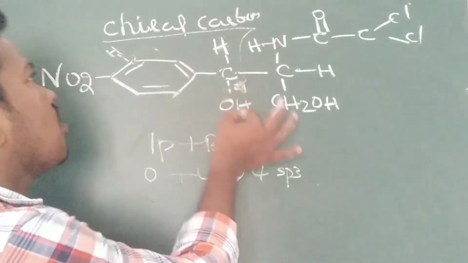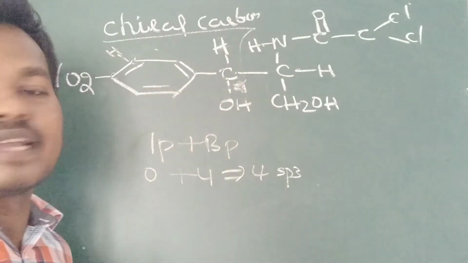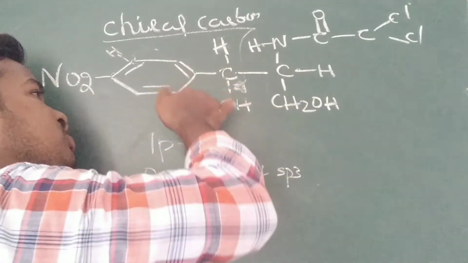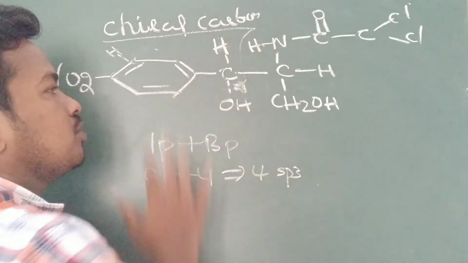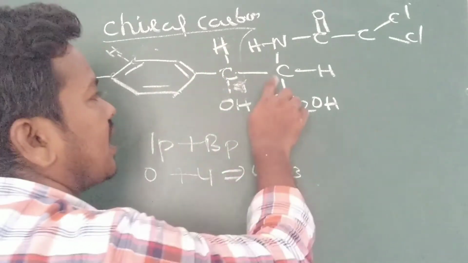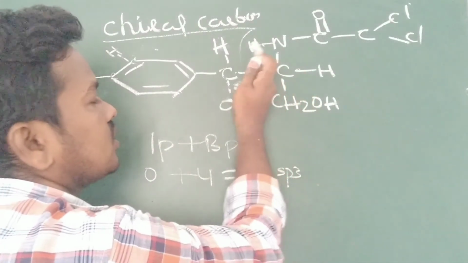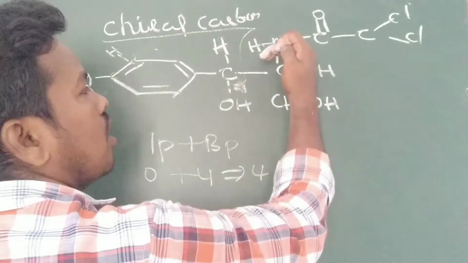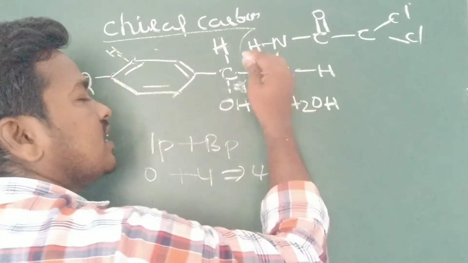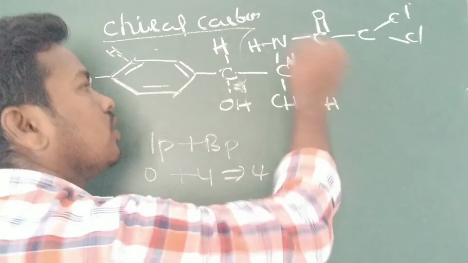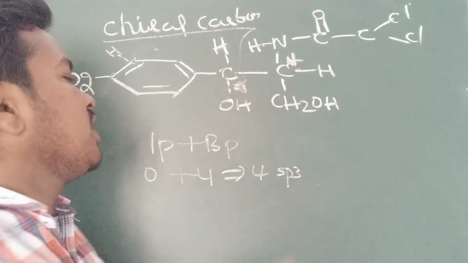So this carbon is called a chiral carbon. Why am I calling it a chiral carbon? In the sense that it is attached to 4 different groups and showing sp3 hybridization. Let us check the next carbon. This carbon is attached with this group on the left side up, this group, down side CHOH, right side H. This is also a chiral carbon.